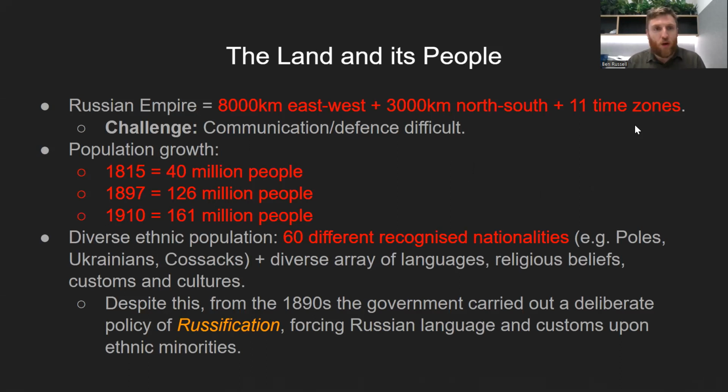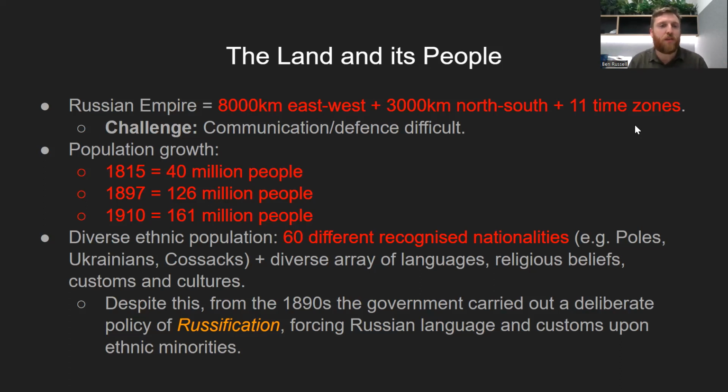At the same time, while the Russian Empire was enormous, it also experienced huge population growth, which presents another challenge in that with a growing population, infrastructure and food and resources need to match that growth. If it does not, then that could lead to famine, it could lead to poverty, and a growing gap between rich and poor. So the population grew massively.